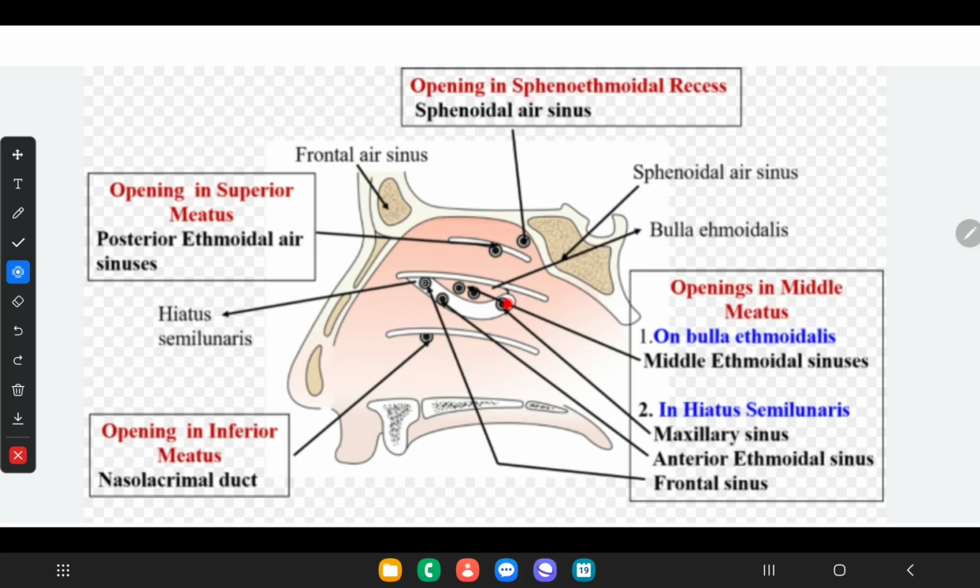According to gravity, you can see the maxillary sinus. This pus can drain into the maxillary sinus as well. So the maxillary sinus is a little bit lower down than this opening. So it is very difficult to drain from the maxillary sinus. So it is also a problem.